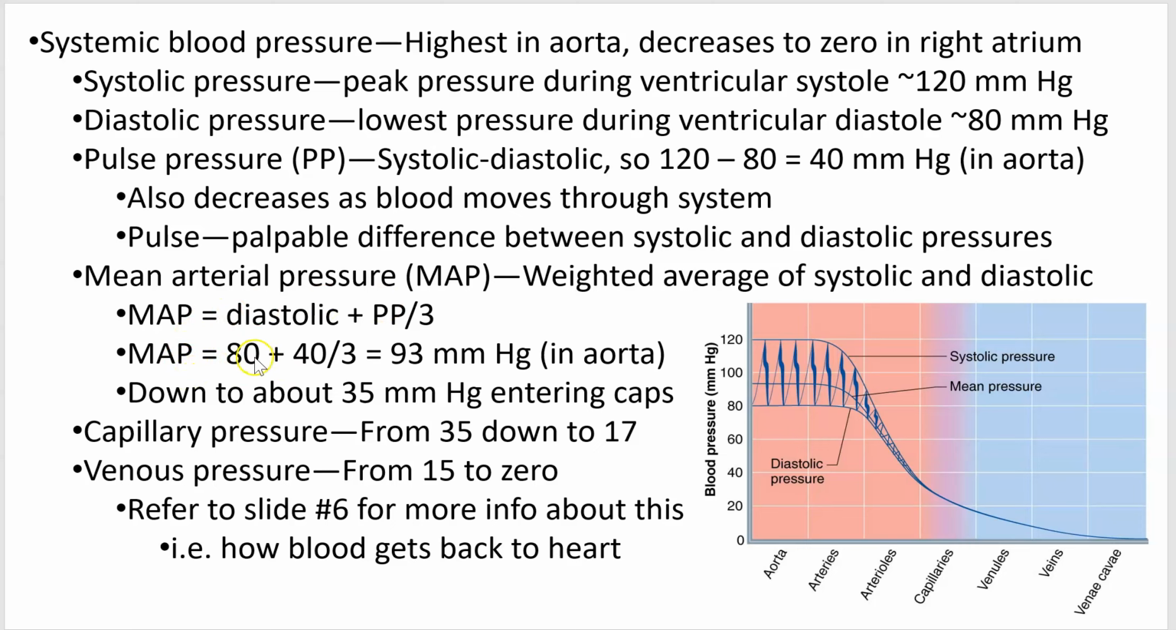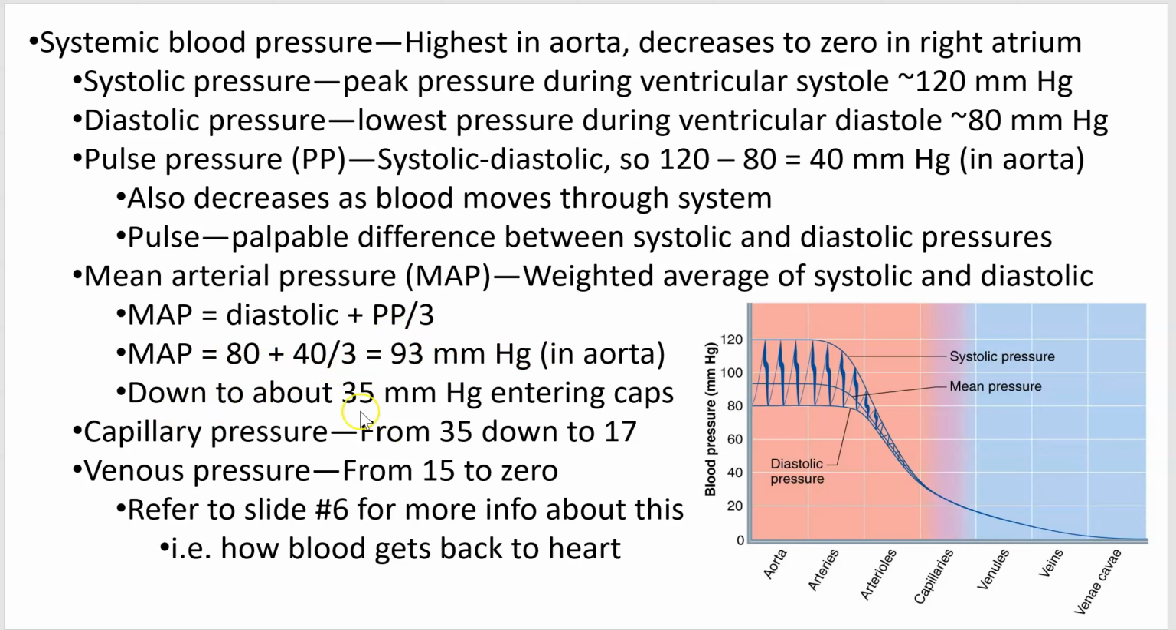So in this case, you want to find your mean arterial pressure. You take the diastolic pressure plus the pulse pressure divided by 3. That's a good rough estimate of your mean arterial pressure. So in your aorta, 80 plus 40 divided by 3 is 80 plus 13.333, so 93.333, not written here.